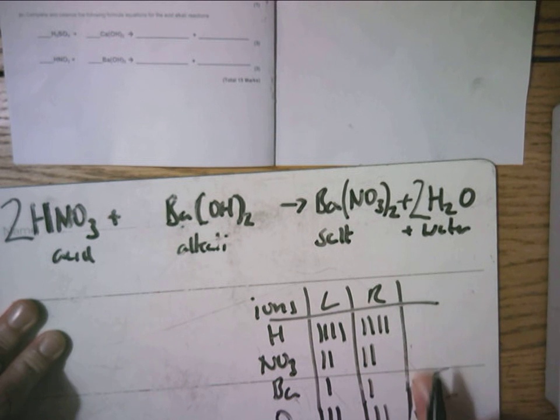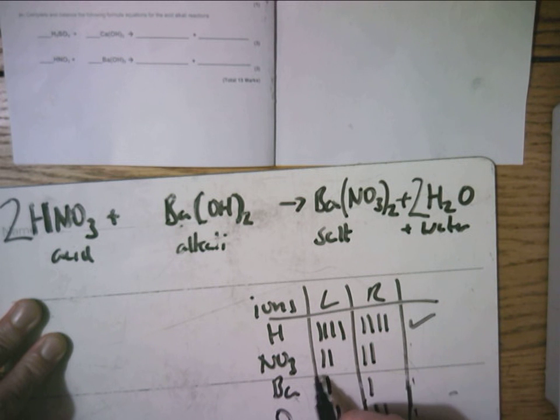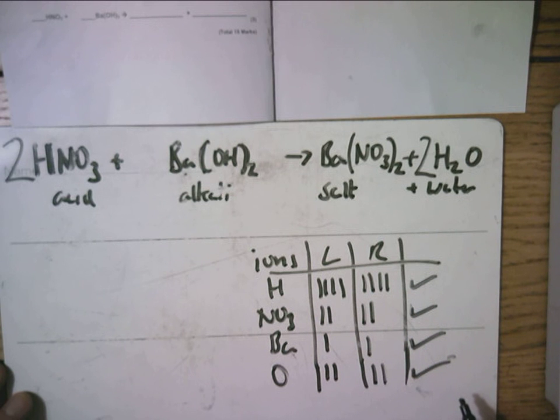Now let's look at the balance again. Hydrogens 4 and 4, happy days. Nitrates 2 and 2, happy days. Barium 1 and 1, happy days. Oxygen 2 and 2, we're all balanced and tickety-boo. And that's the end of the test.